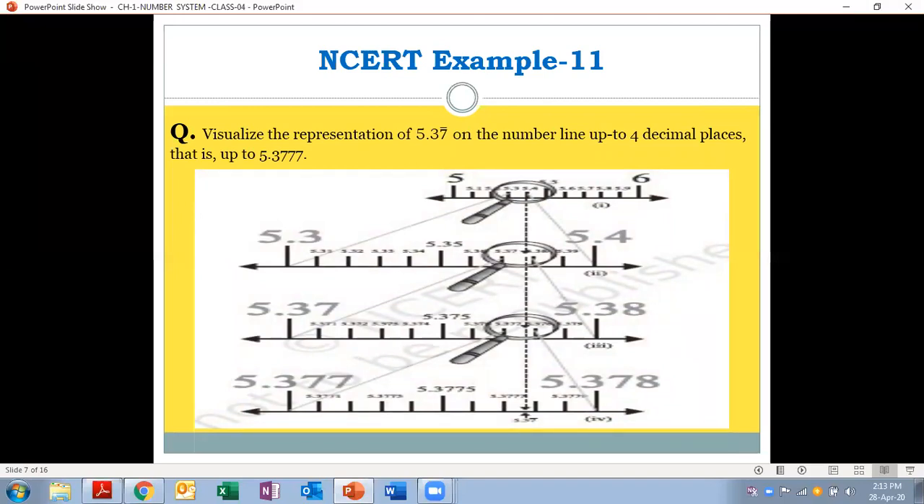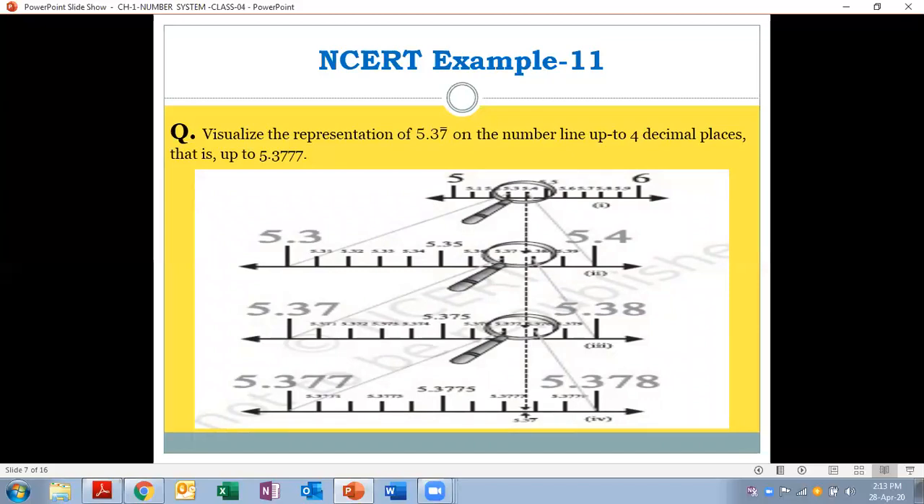First we have taken the values on the extreme left and right on the number line, that is 5 and 6, and now the next point is 5.3. So 5.3 is lying between 5 and 6. So we have taken 5.3 on the extreme left, and on the extreme right we have 5.4.